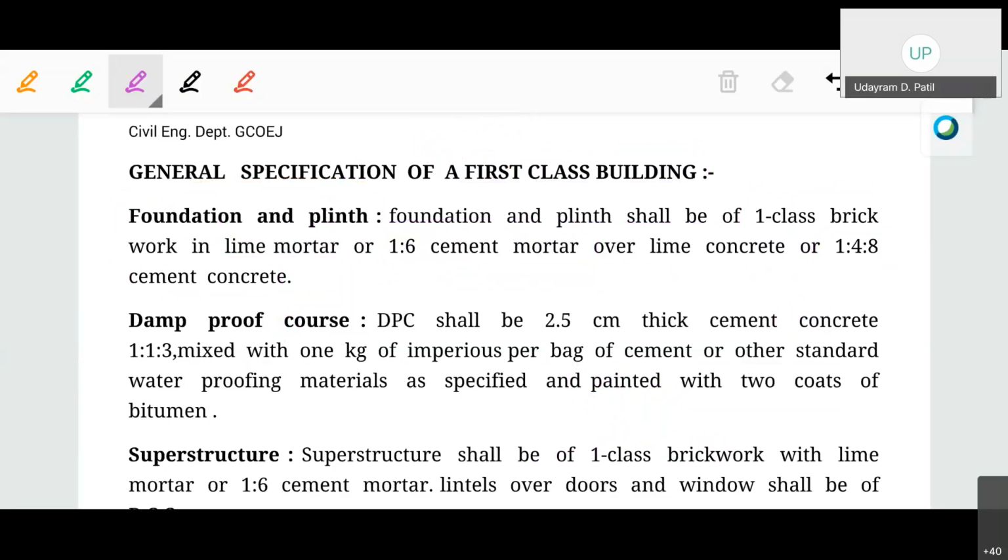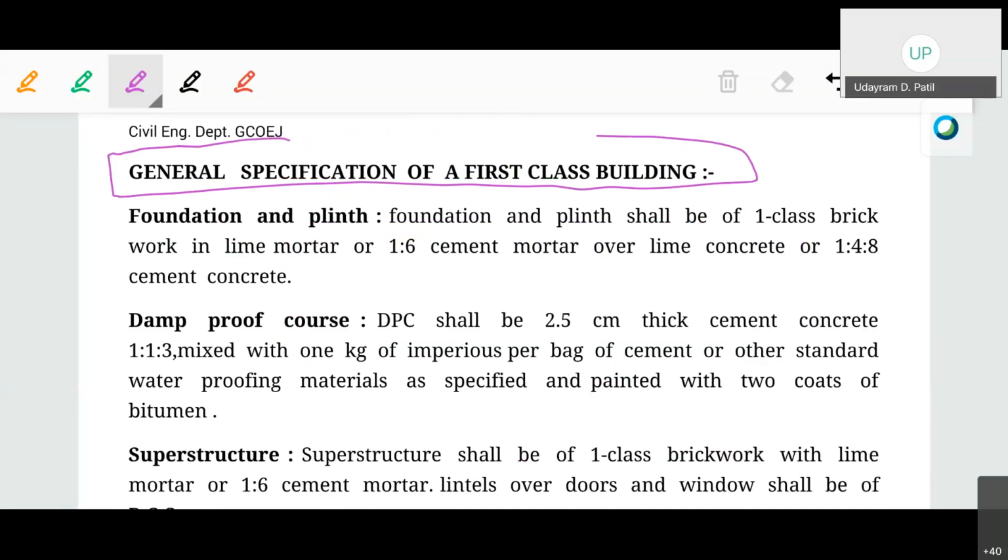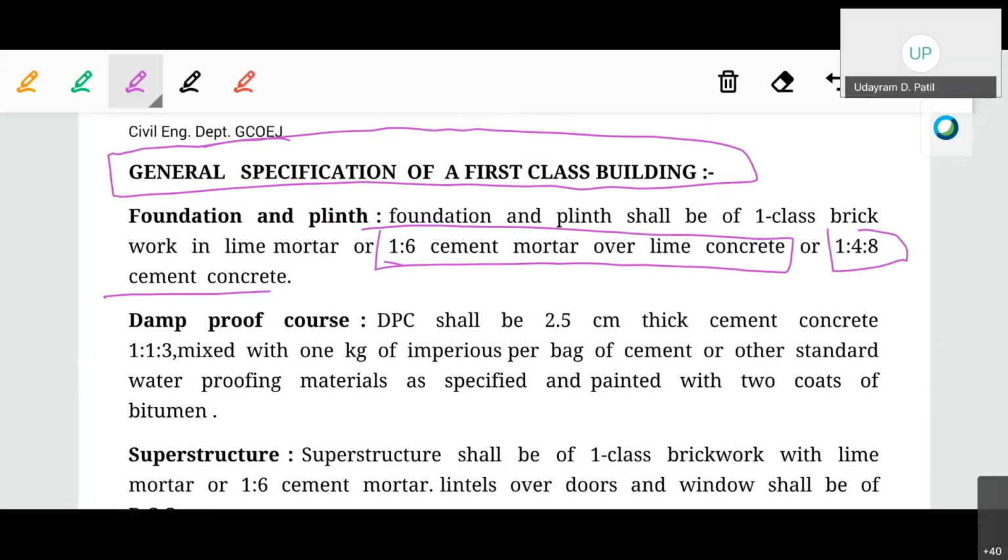Okay, आता हे जनरल स्पेसिफिकेशन आहे, त्यामुळे इथे स्पेसिफाय केलेलं नाही. For the first class building, this proportion can be used, or either you are going to provide 1:6 cement mortar over the lime concrete, or you are going to provide 1:4 direct whole plinth as a 1:2 cement, 1:4:8 सिमेंट मॉर्टर और लाइम मॉर्टर. Okay, या तिघांपैकी तुम्ही कोणताही ऑप्शन निवडू शकता. That will be fixed after, जे काही ओनर आहे त्याच्यावरून तुम्ही फिक्स करणार.